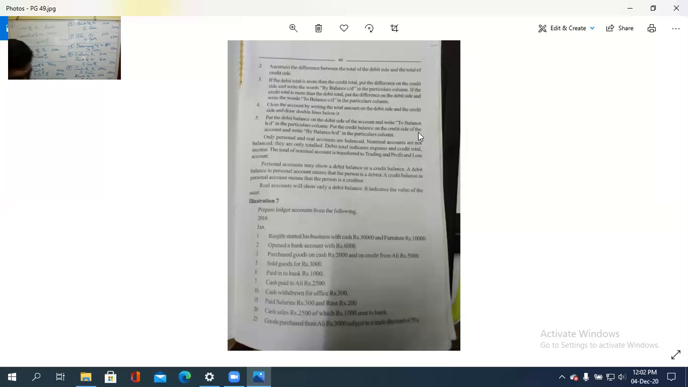So how will we pass this entry or account? We will start firstly with the entry. I will do one thing, I will prepare the accounts here. Okay, better in this way.